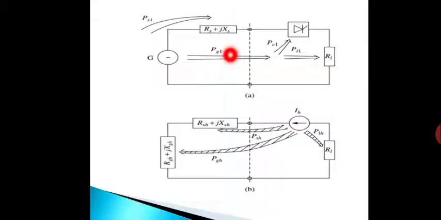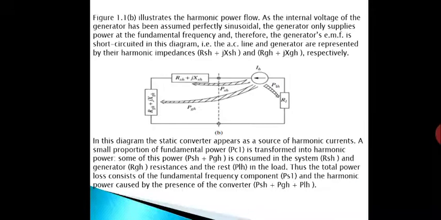So we can see here the total generated power is being consumed here, and some of this is being consumed in the static converter, which is non-linear. The total generated harmonic power is being consumed in the RSH, RGH and PSH. I think you got this one, source of harmonic current. So this IH is the source of harmonic current, a small portion.